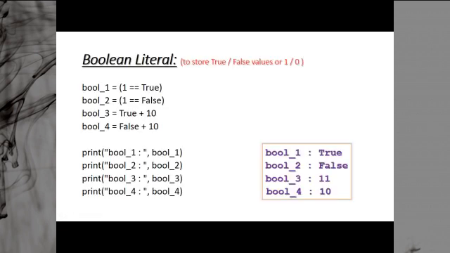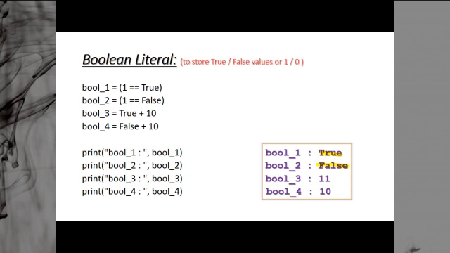Boolean literals, true and false. We have already discussed: true is a Boolean value and false is a Boolean value. Like if I say 1 is equal to true, is 1 equal to true? Yes, 1 is equal to true because true means 1 and false means 0. So the result is true. Is 1 equal to false? No, 1 is not equal to false. So the result is false.